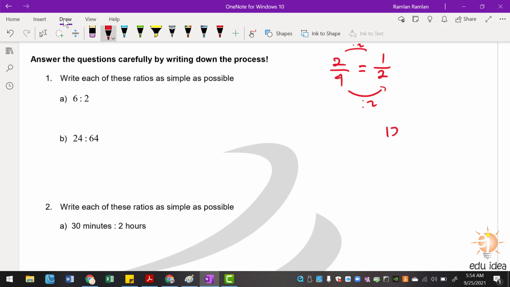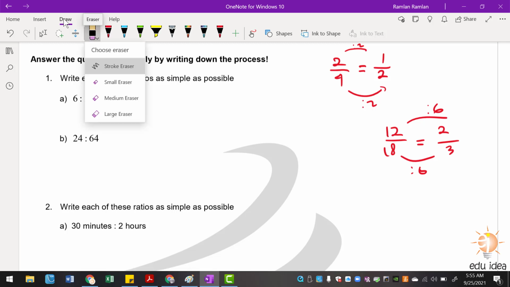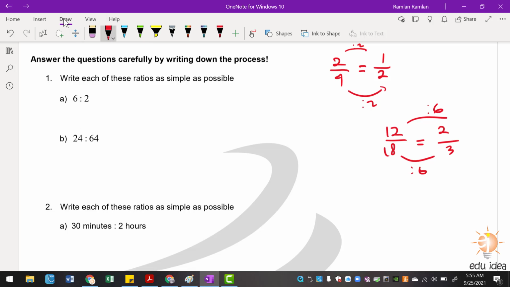So for example, 12 over 18, right? We know that the highest common factor of 12 and 18 is 6. So we can just divide this by 6, you get 2, and then divide this by 6, you'll get 3. Actually, it's the same thing as this one. So let's do number 1a here. Number 1a is 6 to 2. Because we know that the highest common factor of 6 and 2 is 2, you can divide this by 2 and divide this by 2, and you will get 3 to 1.